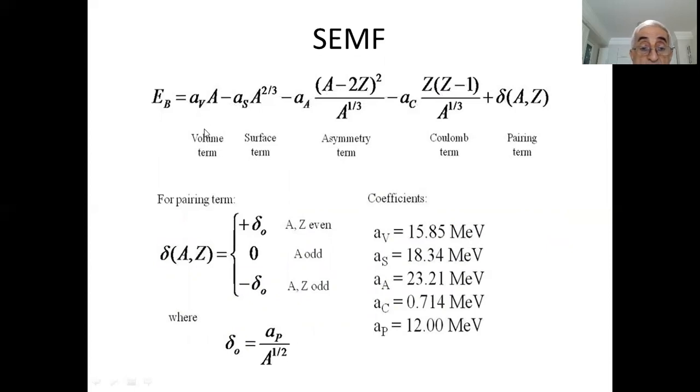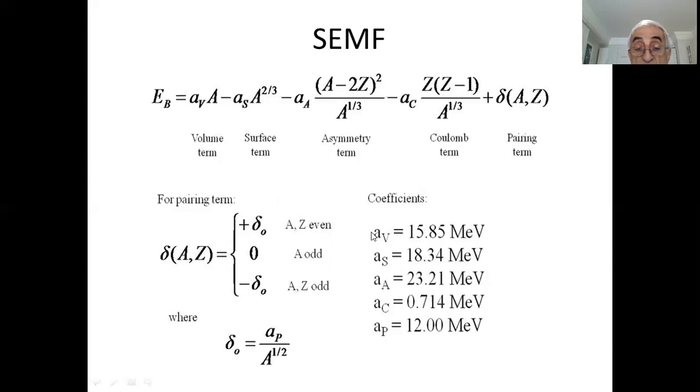This is the volume term, and this is the surface term, and this is the asymmetry term, and this is the Coulomb term, and this is the pairing term. So the semi-empirical mass formula consists of 5 terms. For the pairing term, delta, the coefficient will be delta(A,Z) equal to plus delta 0 when A and Z are even numbers, equal to 0 when A is an odd number, and equal to minus delta 0 when A and Z are odd numbers, and delta 0 equals aP divided by the square root of A.